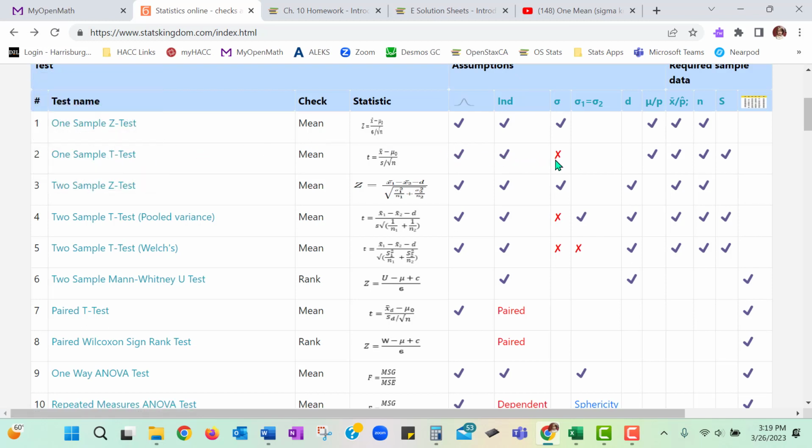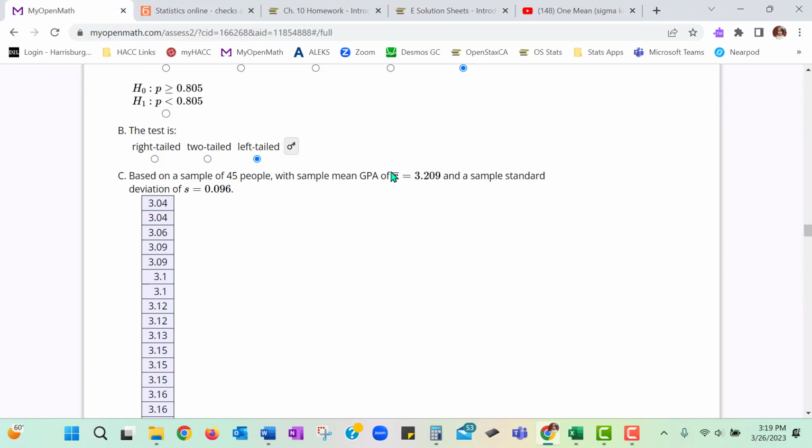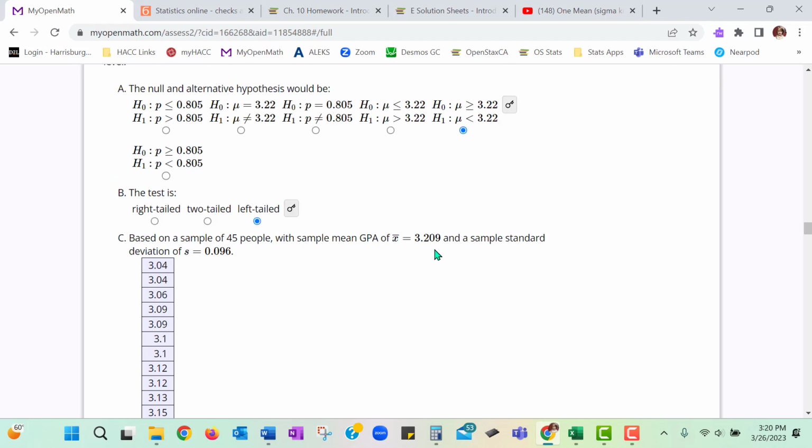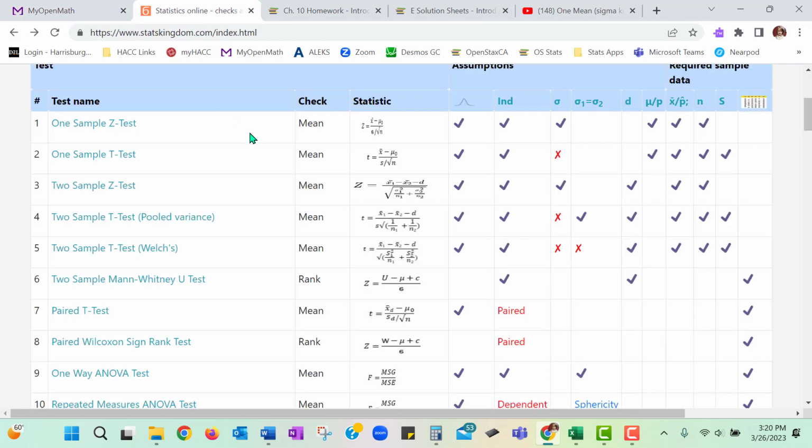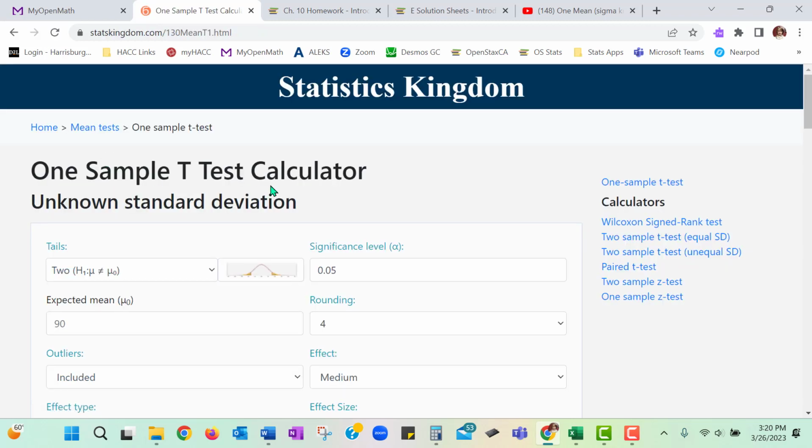And if I look over here, I can see sigma, that's our population standard deviation. Do we know it or do we not know it? I believe they did not give it to us. Let me see though. So this is sample stuff. Yeah, they did not tell us the population standard deviation, so we need to do a t-test.